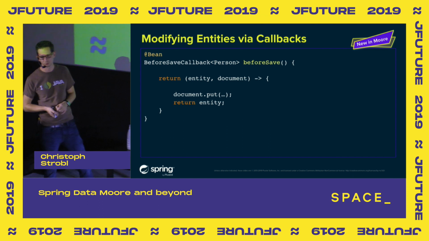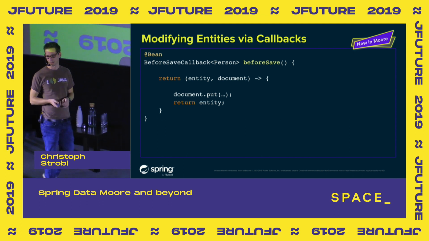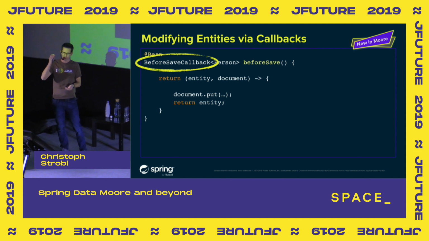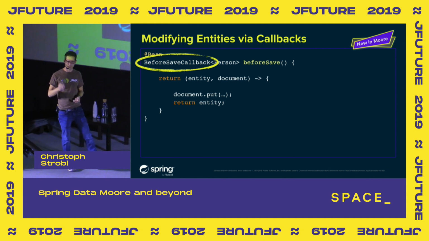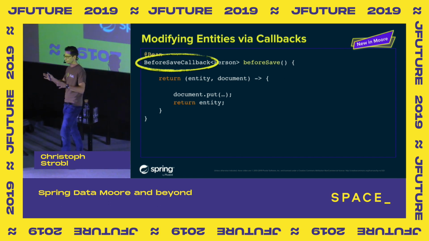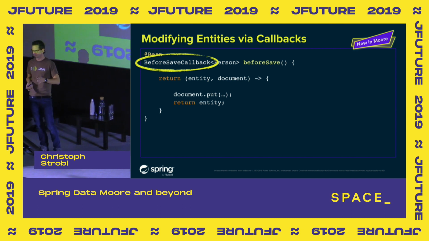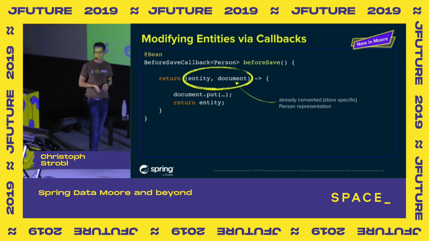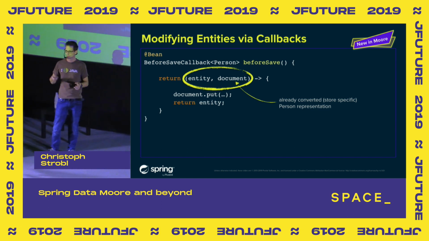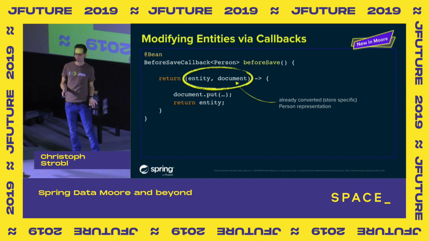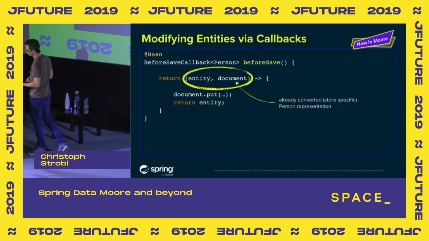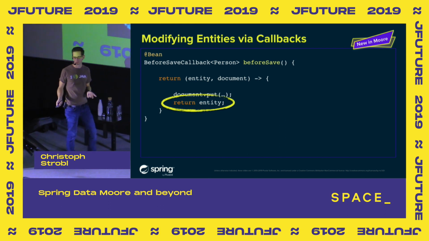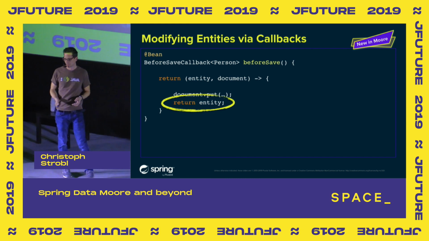So we tried to do better by introducing the entity callback API, and what we have in there is something like a before save callback that actually is executed right before the save method is invoked, and that's guaranteed. So there is no event bus whatsoever involved. It's just really in the code there to make sure it gets executed at the very correct time. And what you get there is, you not only get the store specific representation, but you also get the entity itself. So you could still do what you did before, like modifying the document itself, but you could also return an entity.